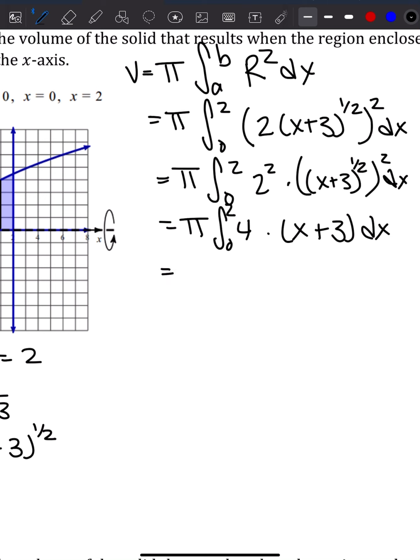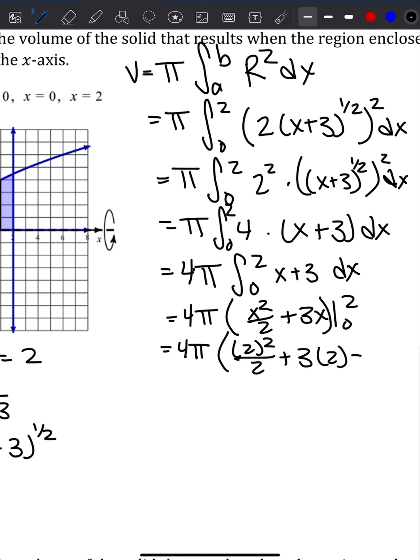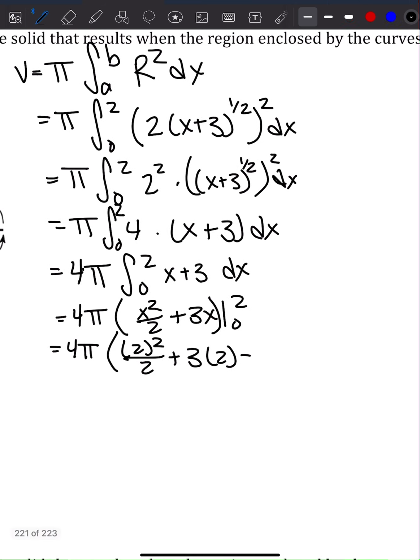4 is a constant, so I can pull it up front to have 4 pi times the integral from 0 to 2 of x plus 3. X plus 3 is not too bad to antiderive. So I have 4 pi times x squared over 2 plus 3x, evaluated from 0 to 2. If we plug in 2, we have 2 squared over 2 plus 3 times 2 minus 0 squared over 2.